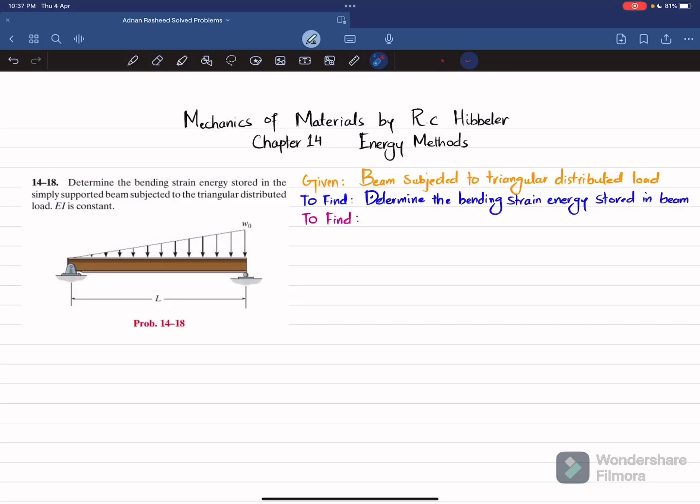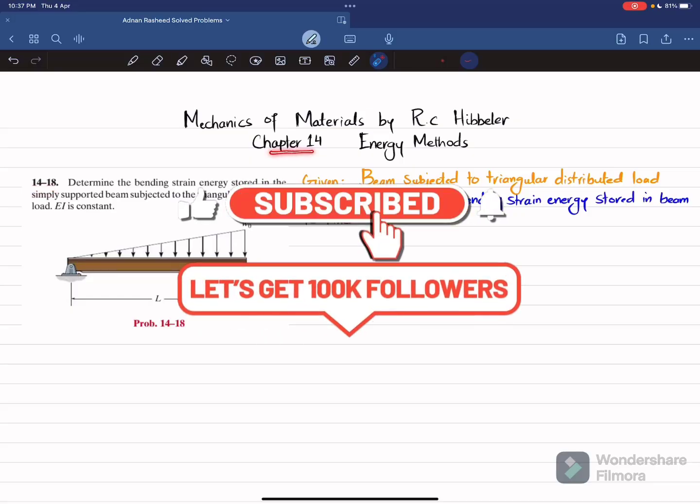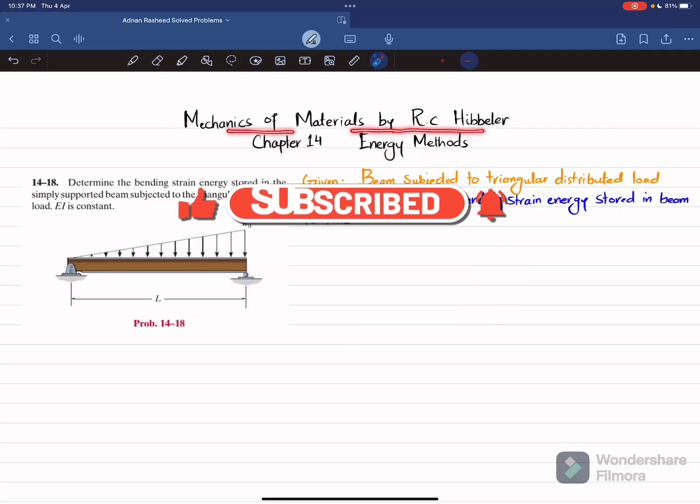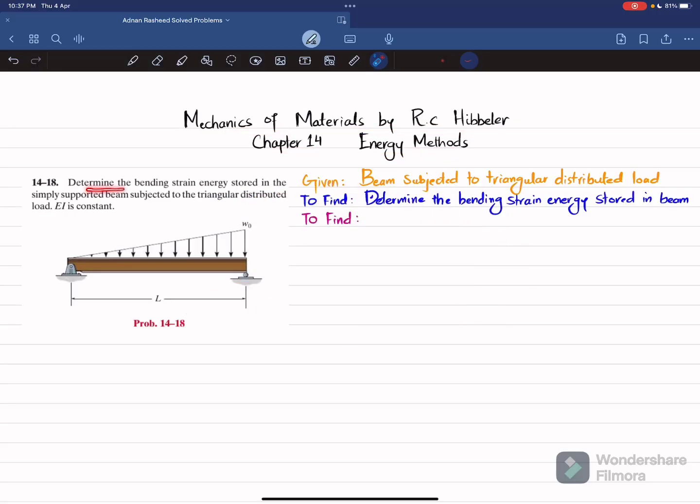Welcome back. In this video, we are going to solve problem 14-18 that is taken from chapter number 14, Energy Methods, and book name is Mechanics of Materials by R.C. Hibbeler. So statement is determine the bending strain energy stored in the simply supported beam subjected to triangular distributed load. EI is constant. So you can see this is a simply supported beam having a triangular distributed load, the magnitude here is W naught, and here the magnitude is 0. So you have to find the bending strain energy stored in the beam.